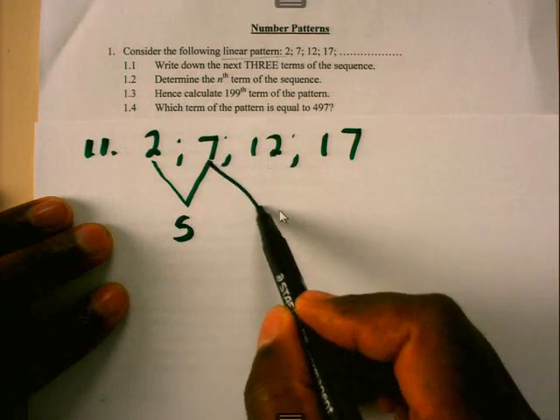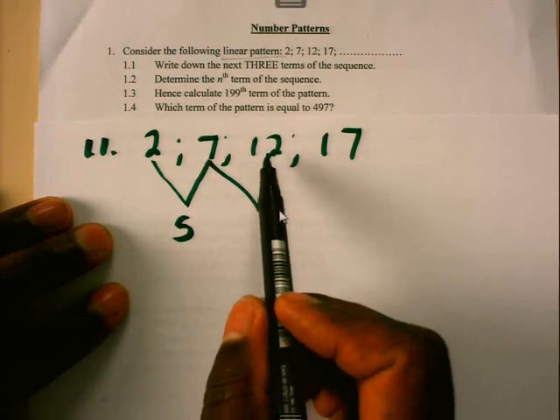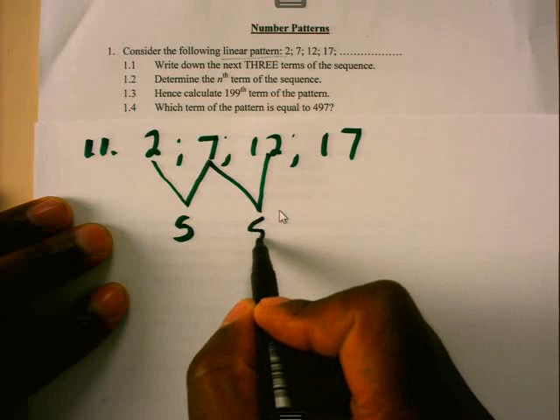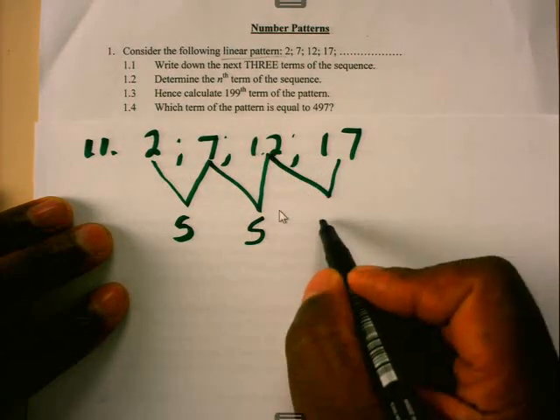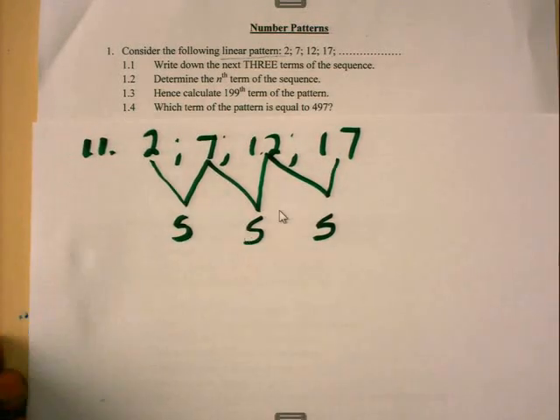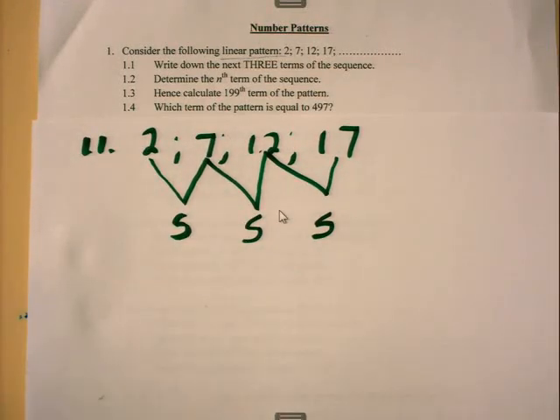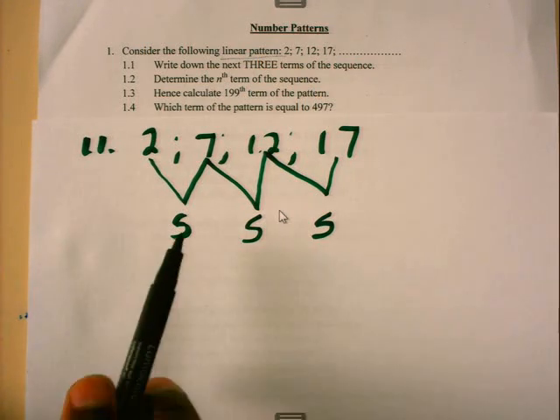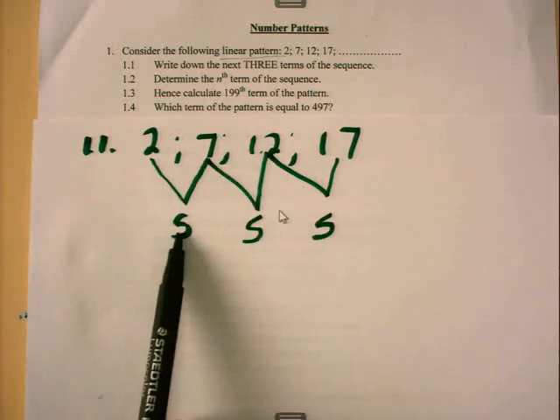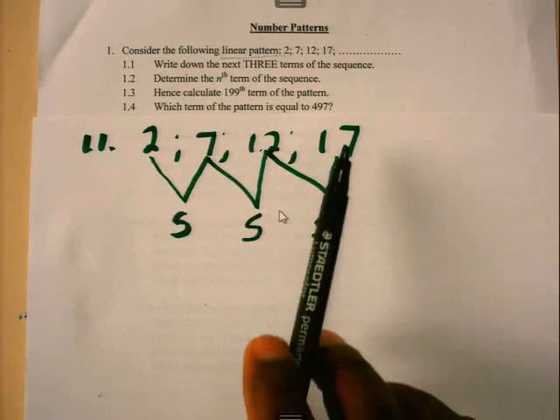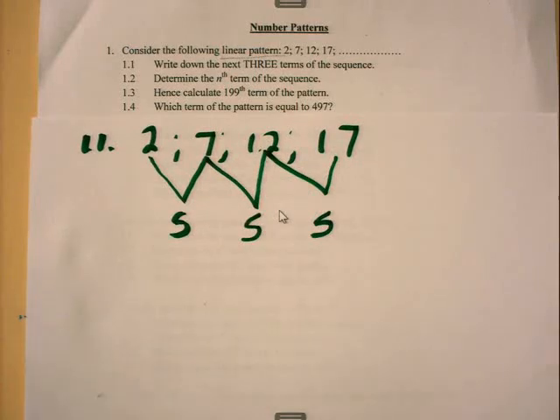Let's check the difference between these successive terms. 12 minus 7 gives us 5. Third difference, 17 minus 12 gives us 5. This shows that this is a linear number pattern because the first difference is common. We only determine the difference here. The answer you get when you subtract is called the difference. So 7 minus 2 gives us 5, 12 minus 7 is 5, 17 minus 12 is 5. In all these instances, the difference between successive terms is 5.